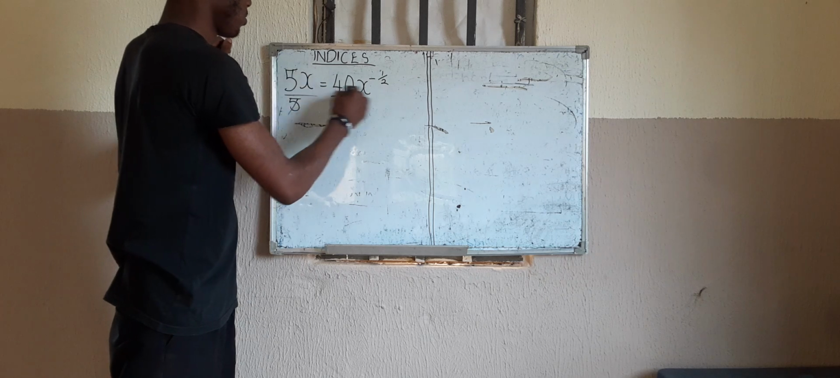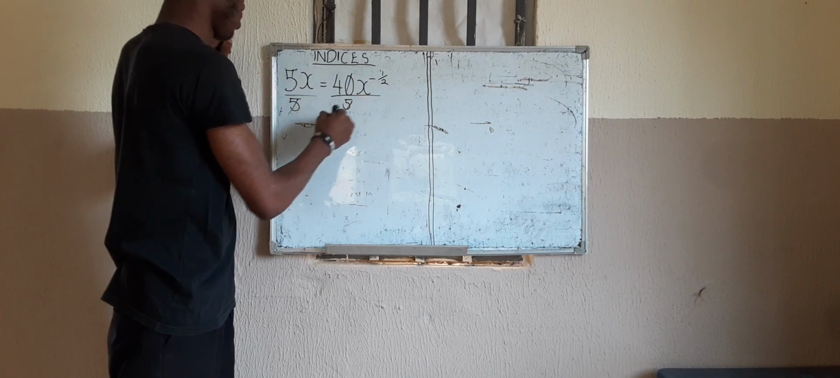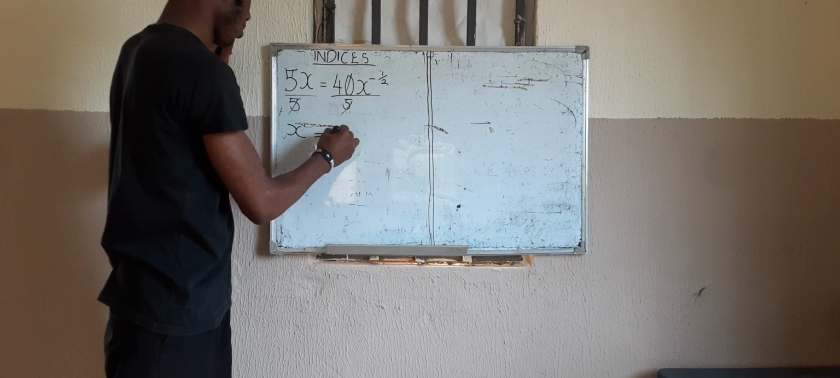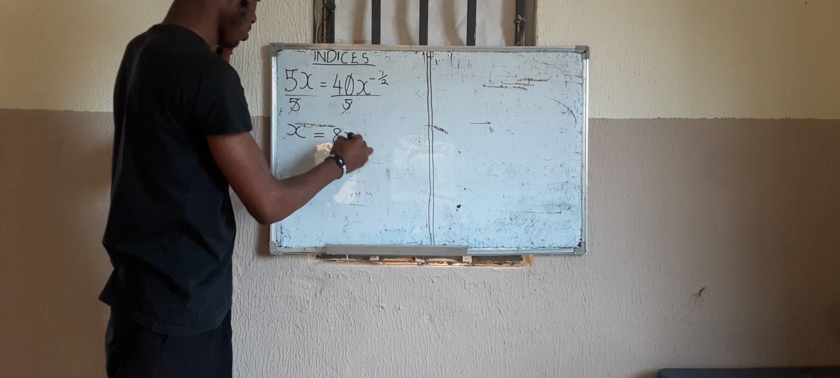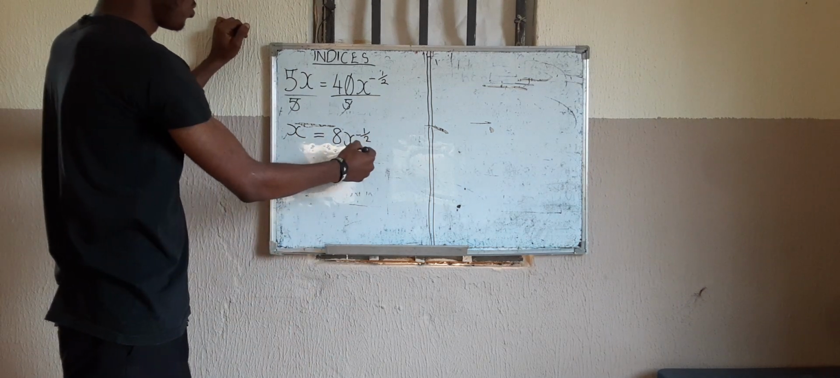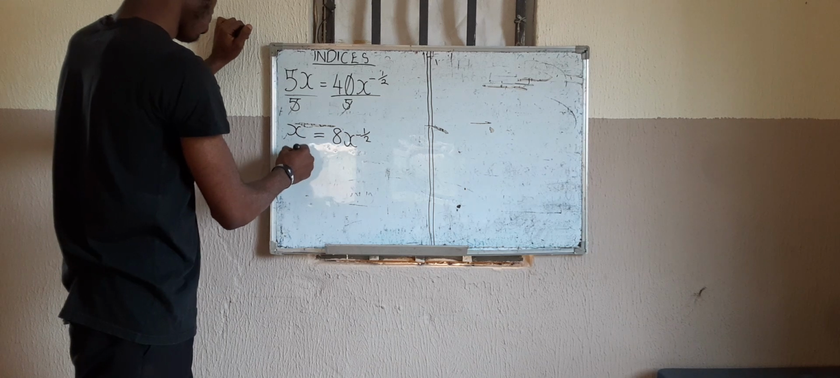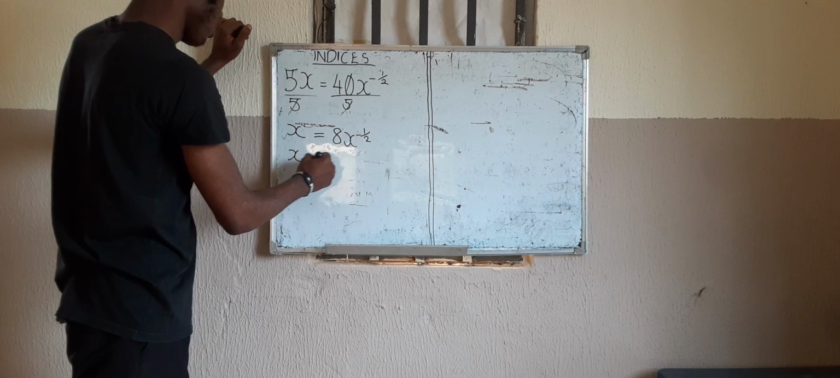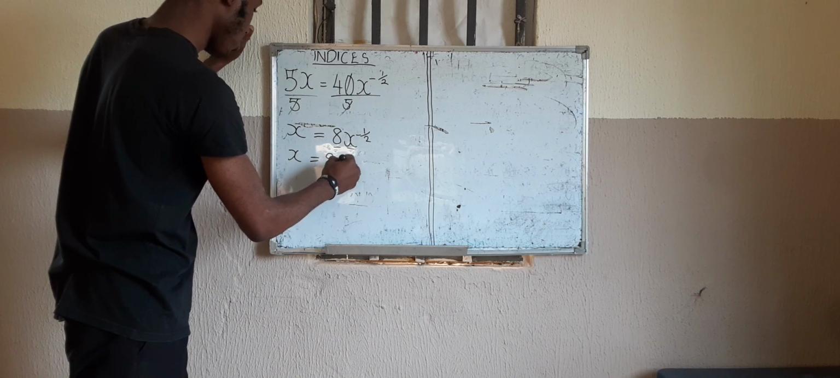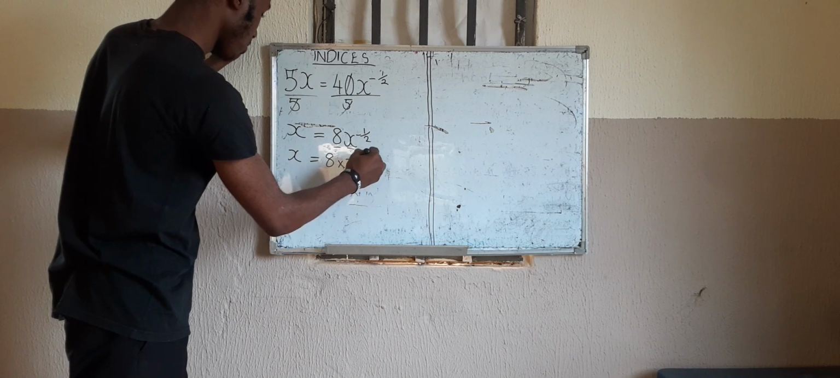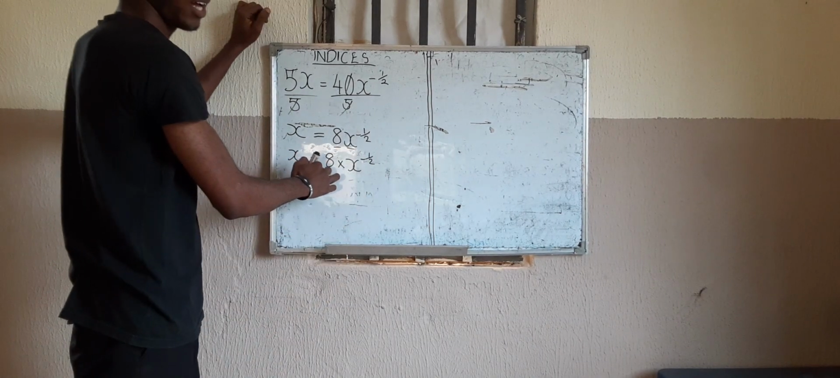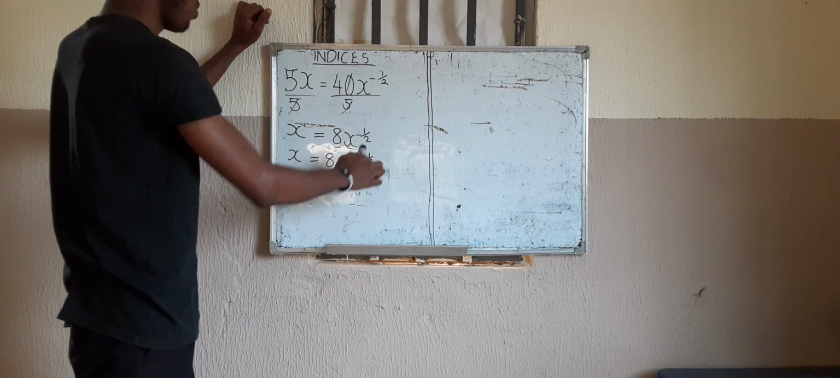You can see this. Now, looking at this, what do we do next? You can see that this is same as this, and this and this are same: 8 times x to the power of negative 1 over 2.